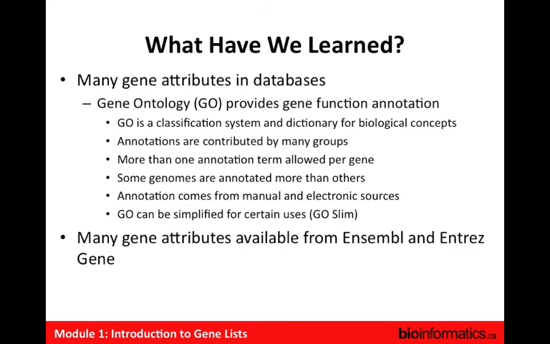So throughout this lecture series, we try and have summary slides at the end of the section. The basic take-home message is that there's a huge amount of attributes about genes that are useful in databases. Gene ontology provides gene function annotation, and there's a lot of annotation relating to those terms, and there's a lot of information from Ensembl and Entrez Gene, among other sources. Any questions about that before we move on?